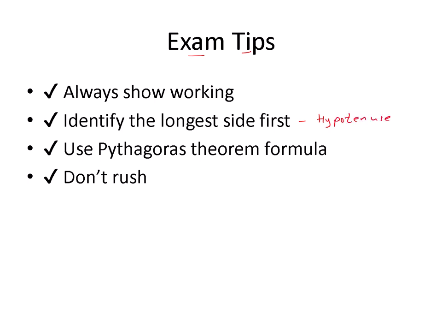Okay. Use the Pythagoras theorem formula, A square plus B square equal to C square. C is hypotenuse. And don't rush. Be calm, no pressure, and do your answers.